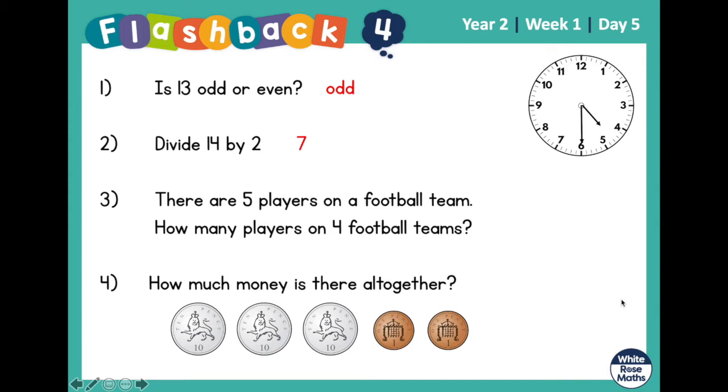3, there are 5 players on a football team. How many players on 4 football teams? Well, if there's 5 on each, 5 times 4 is 20, so there are 20 players altogether. And how much money is there altogether here? Well, we can count in tens and then in ones. 10, 20, 30, 31, 32. So there are 32 pennies or 32p altogether.